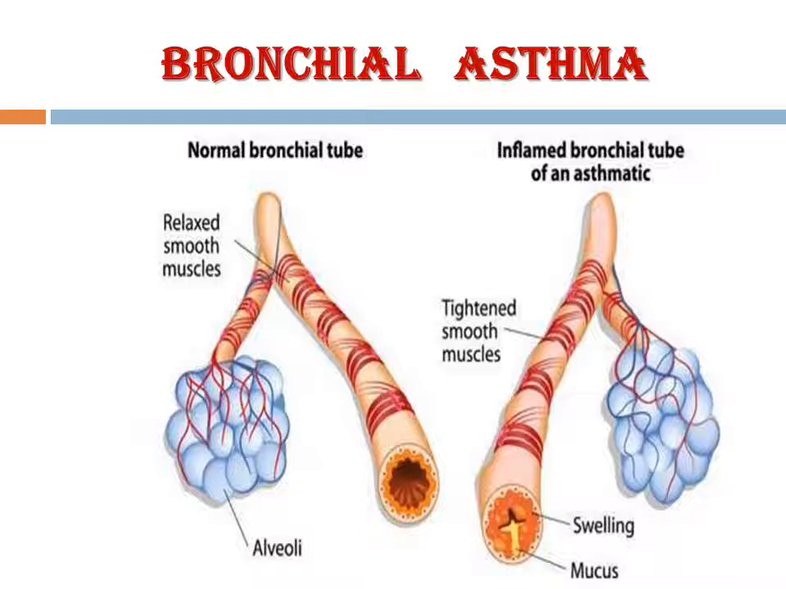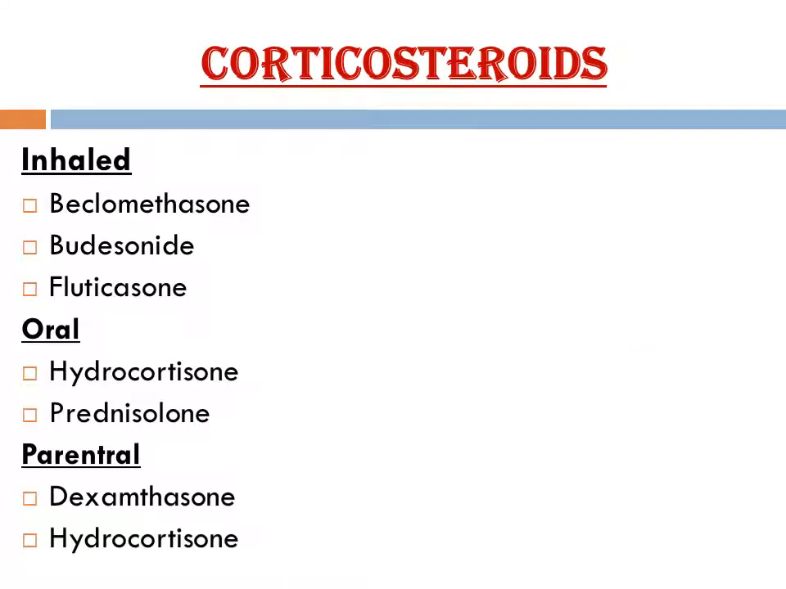So the treatment of bronchial asthma concentrates on bronchodilating drugs, anti-inflammatory drugs, and mucolytics. The first anti-inflammatory drug group is corticosteroids. There are three forms of corticosteroids: inhaled, oral, or parenteral.